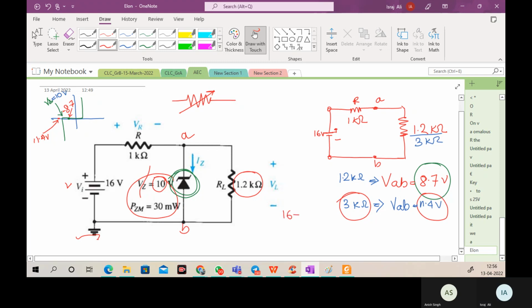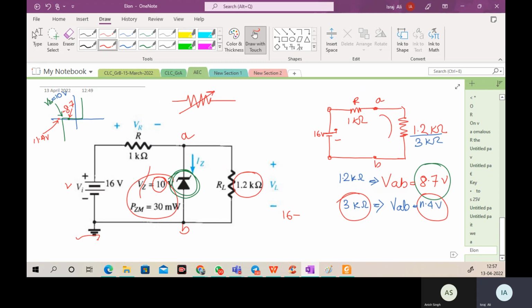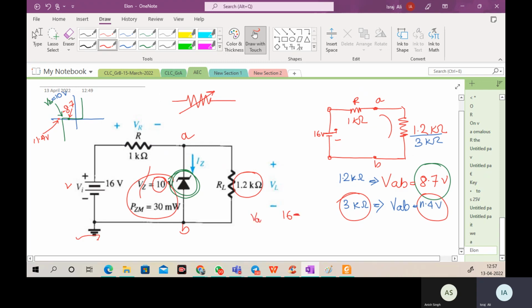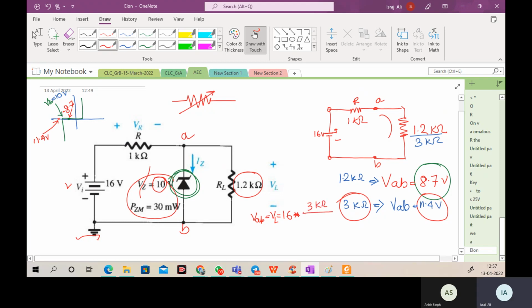16 minus. We can take, I can use this previous equation. Can I use that equation? Do you remember? Maybe no. Yes. So VL is equal to, look at here, VL means VAB. So I am using this one. VAB, which is equal to VL also, is equal to the input voltage times the load resistance divided by 1 kilo ohm plus 3 kilo ohm. So what will be it?